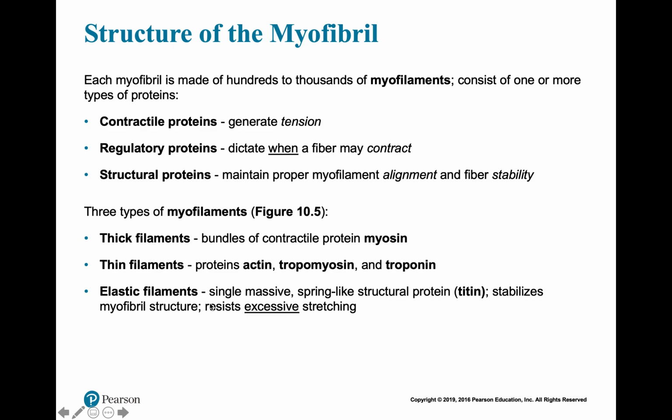And there are elastic filaments, and I'll show you there's one massive spring-like elastic filament called titin. It's called titin because it's one of the largest proteins as far as the number of amino acids that make up that particular protein. It's really, really large. It helps stabilize myofibril structure and resist excessive stretching. So when we think about that elastic component to muscle cells, it's because titin has the ability to recoil back to the original length.